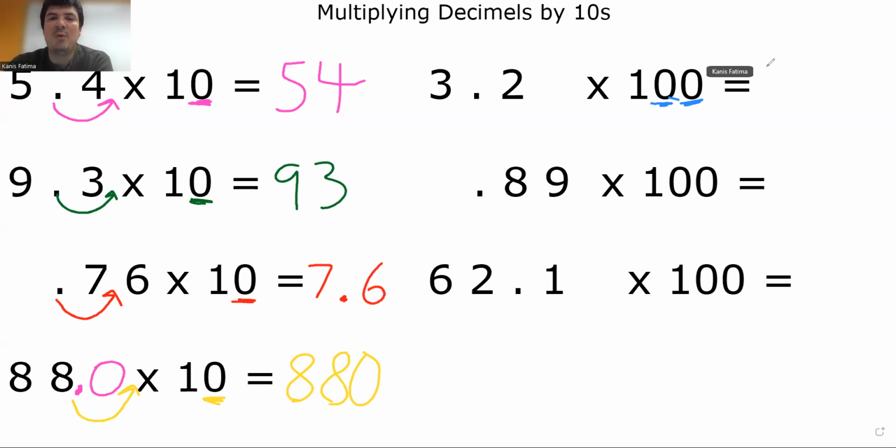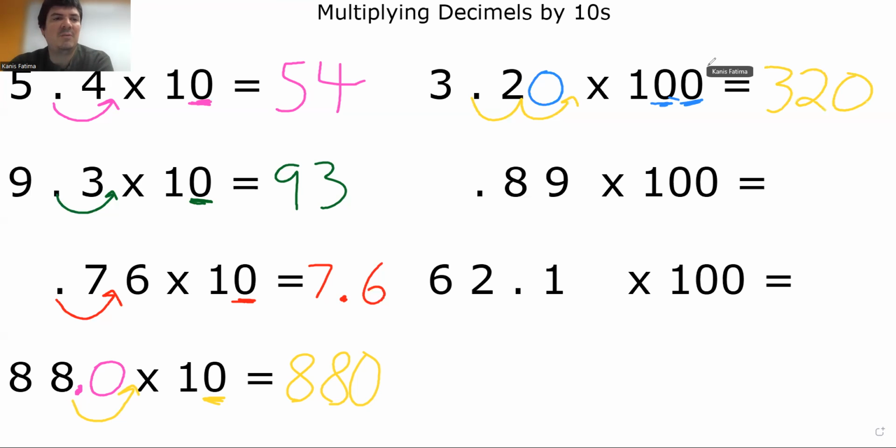Now looking at 3.2, we can write that the same as 3.20. So now, again, 100 has 2 zeros. We're going to move our decimal to the right 2 spots. 1, 2. So our answer is 3.2 times 100 is 320.